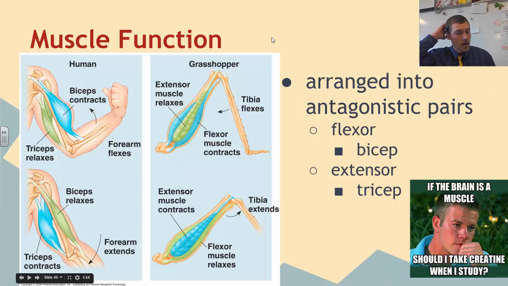Now, the large muscles are broken up into antagonistic pairs. You have the flexor and then the extensor. So when we take a look at our biceps, the flexor is the bicep, and then the extensor is the tricep. And all of your major muscles come in those groups, and that's so that you can move things in two directions.